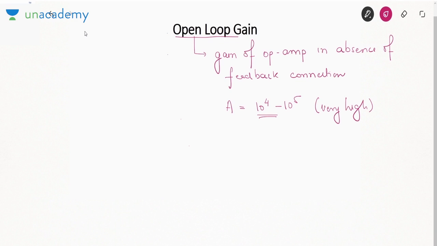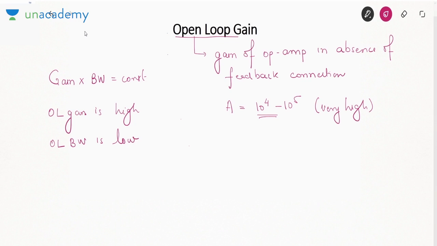Also understand one thing. Just now I have told you gain into bandwidth is constant. If open loop gain is high, then this open loop bandwidth is low. So that is why we need to use feedback in order to increase the bandwidth of the Opamp. Initially in open loop configuration, the bandwidth is very low.